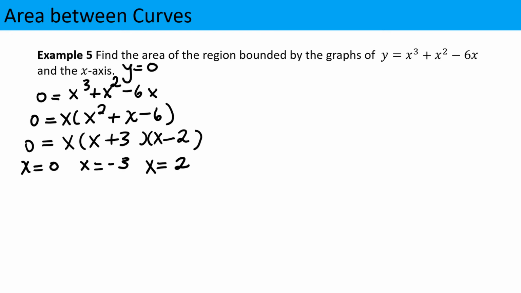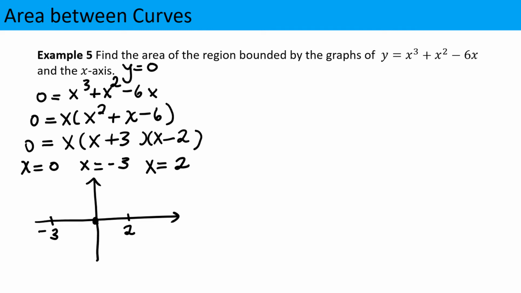Now, if you remember how to graph a cubic, that's fine. If not, then use your graphing calculator to get a general shape of the graph of y equals x cubed plus x squared minus 6x. We will mark that there is an intercept at x equals -3. There's one at x equals 0 and another one at x equals 2.